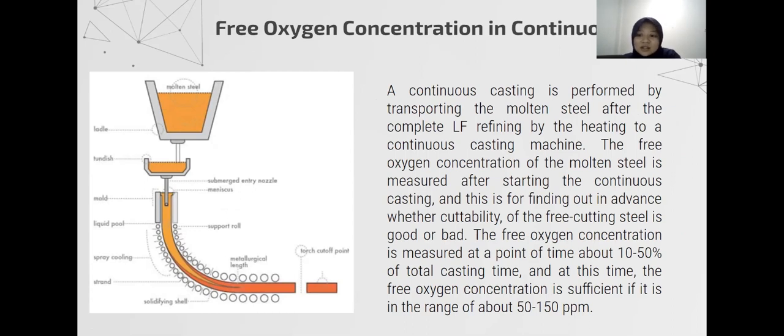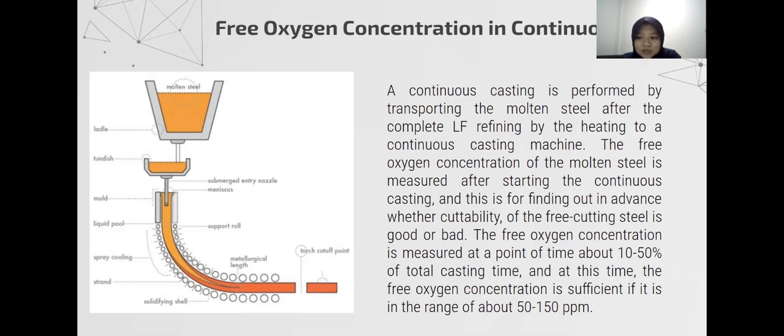A continuous casting is performed by transporting the molten steel after complete LF refining by ladle to a continuous casting machine. The free oxygen concentration of the molten steel is measured after starting the continuous casting, and this is for finding out in advance whether cuttability of the free cutting steel is good or bad. The free oxygen concentration is measured at a point of time about 10 until 50% of total casting time, and at this time the free oxygen concentration is sufficient if it is in the range of about 50 until 150 ppm.